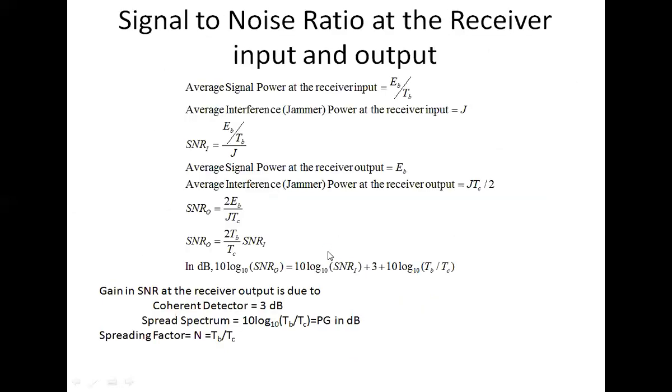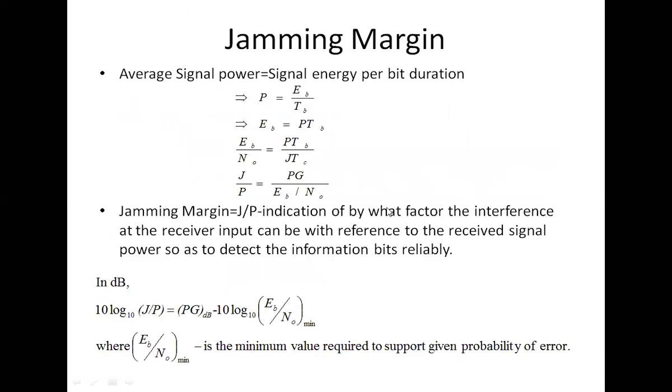So once again, let me repeat. It's an indication of by what factor the interference at the receiver input can be with reference to the received signal power, so as to detect the information bits reliably. And if this equation is put in terms of decibels, 10 log to base 10 J by P is processing gain put in dB minus 10 log to base 10 of EB by N0 minimum.